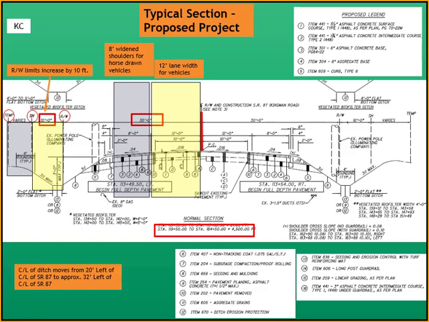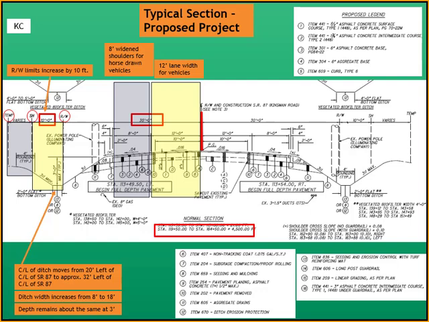So the center line of the ditch moves from 20 feet left of the center line of State Route 87 to approximately 32 feet left of center of State Route 87. There's the center line of the new ditch. The ditch width increases from 8 foot to approximately 18 feet. And the depth is going to be slightly deeper at 3 feet.